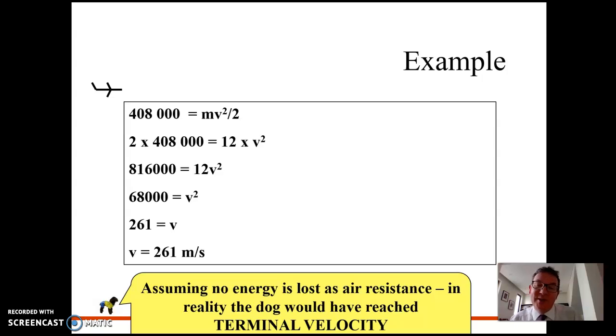Now this, of course, is assuming that there's no energy lost as air resistance. If this was in a vacuum, as the dog fell, when the dog hits the ground, it would be 261 meters per second. But of course, there's going to be friction, there's going to be air resistance pushing against the dog. And in fact, the dog will probably reach his terminal velocity. So in reality, when the dog hits the ground, he'll be going much slower than that. Okay.